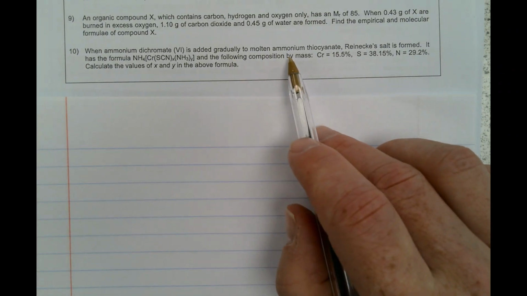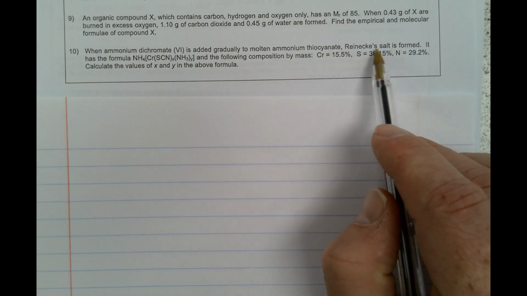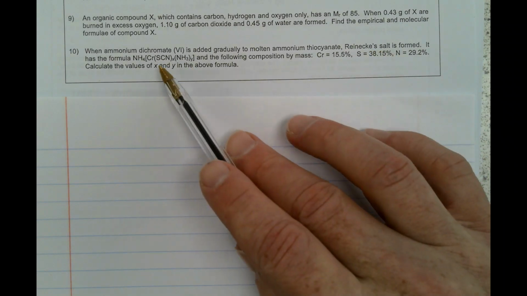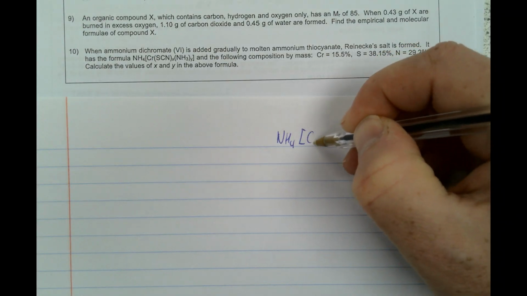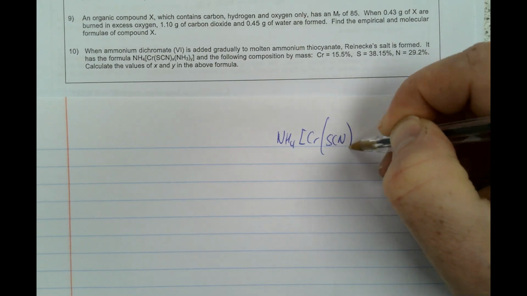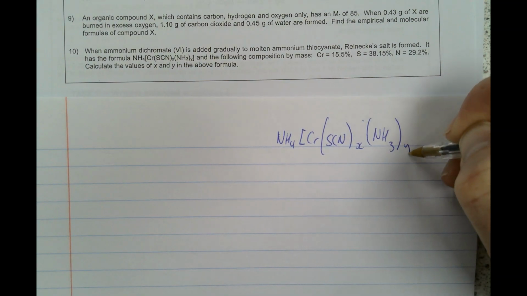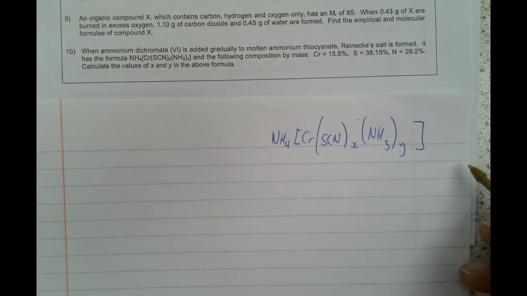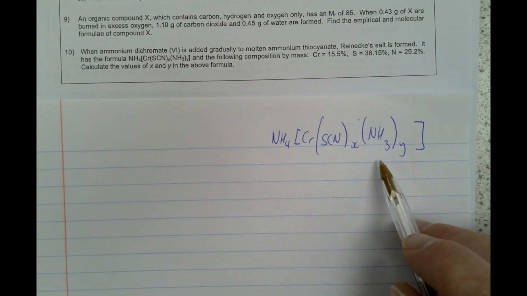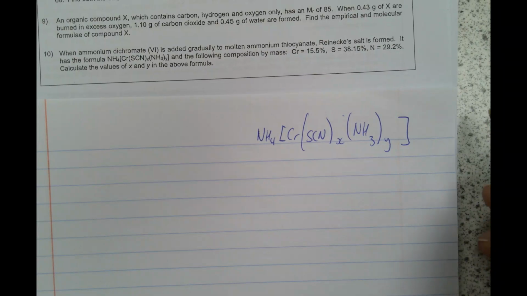So we've got ammonium dichromate, and you add it gradually to something called ammonium thiocyanate, and you get this salt formed, okay? The formula you're told is NH4 bracket Cr SCN, we don't know how many, and then NH3, we don't know how many, square close brackets, all right? There's lots going on there. You have to try to work out the formula of this compound based on the information given. So we're just going to go through the approach that we've been taught here.